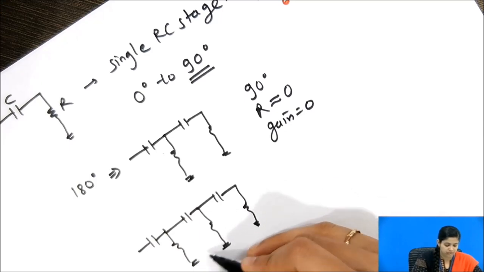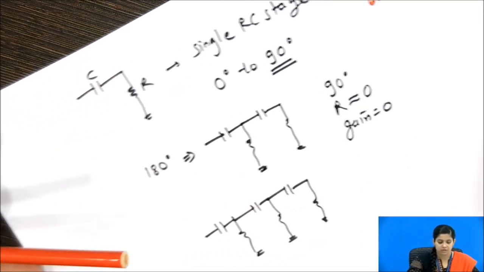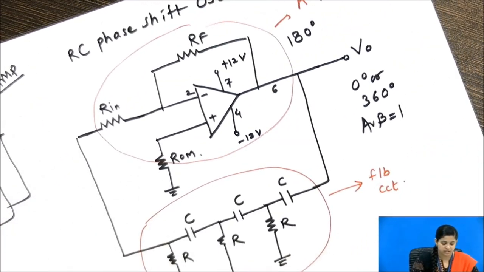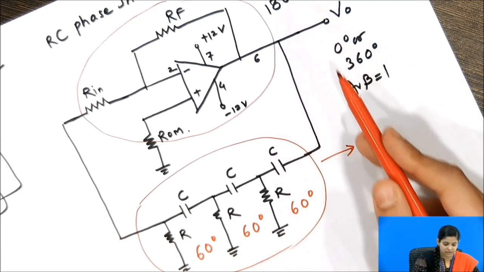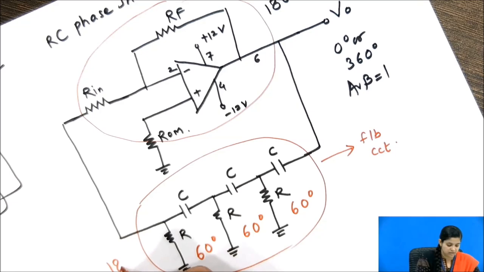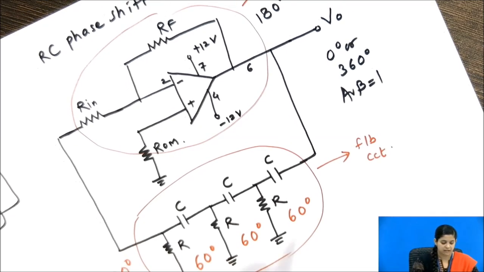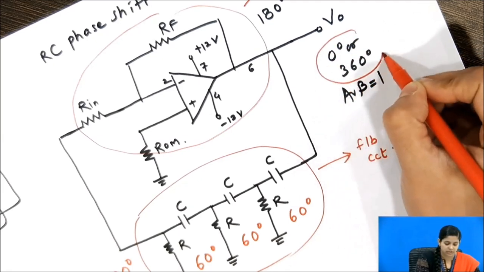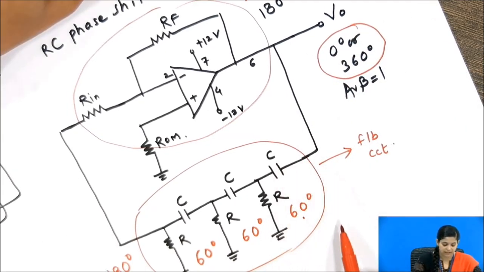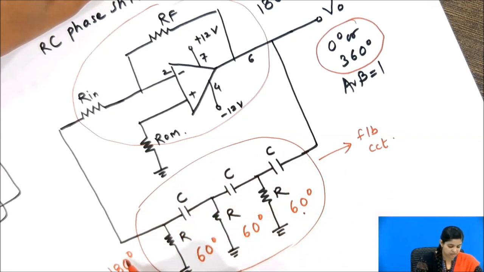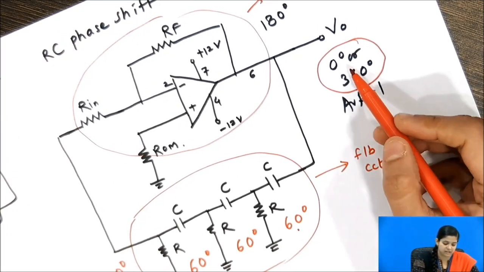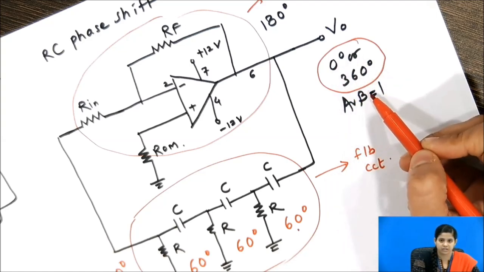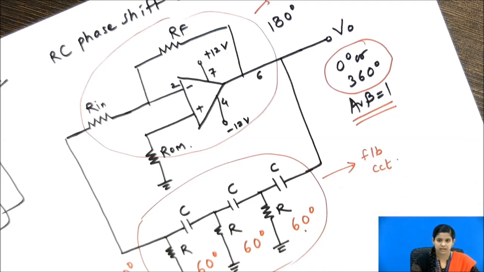Now we have to use the three RC stages in the feedback circuit. Here we can consider each stage will give 60 degree phase shift. So after the 180 degree phase shift, 60, 60 and 60 will provide us the total 180 degree phase shift, and this total will produce the 0 degree or 360 degree phase shift. A practical circuit will not provide 60 degree at each stage, but the overall circuit will give us 180 degree phase shift. So it will fulfill the first condition of Barkhausen's criteria, that is the total phase shift of 0 degree or 360 degree. Now we have to see the second condition.